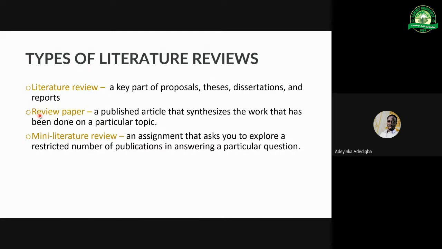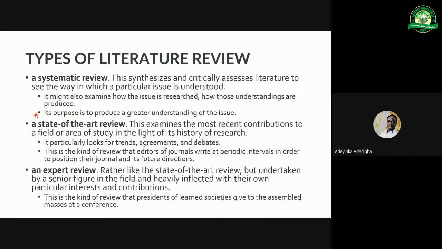And then we have a mini literature review. This is usually like an assignment. I know Prof gave one to his PhD student, and one of my friends was telling me about it. So this one is usually a restricted number of publications. Maybe they tell you to review 50 papers, and this is a mini literature review. But today, our key focus will be on this number 2, how to write a review paper. Now we have types of review paper as well. We have a systematic review.